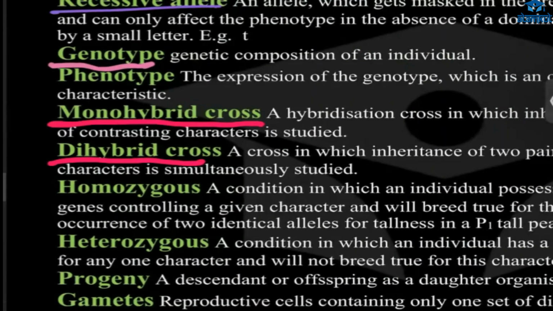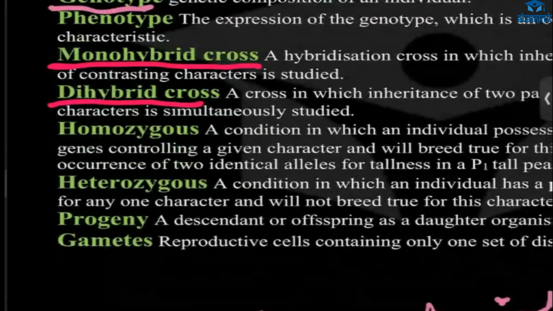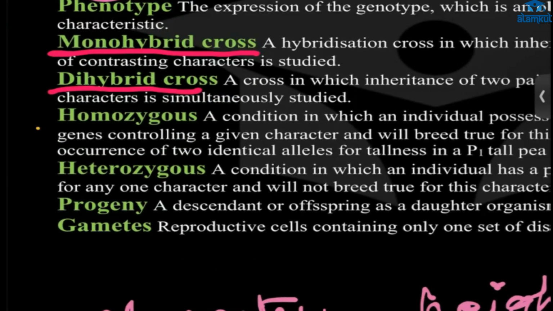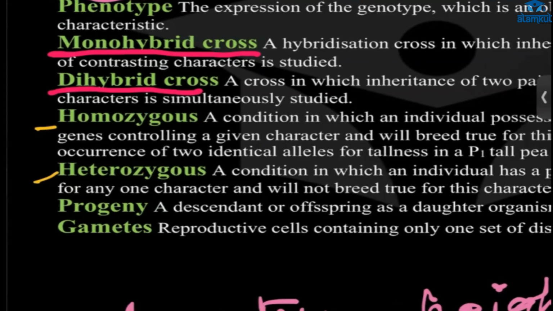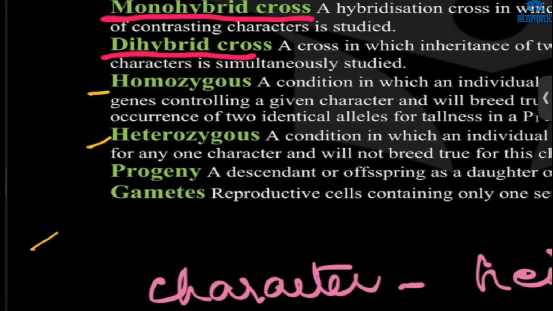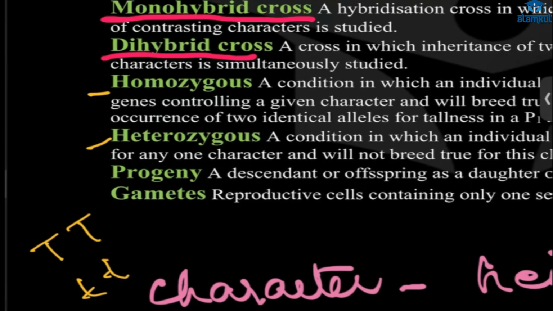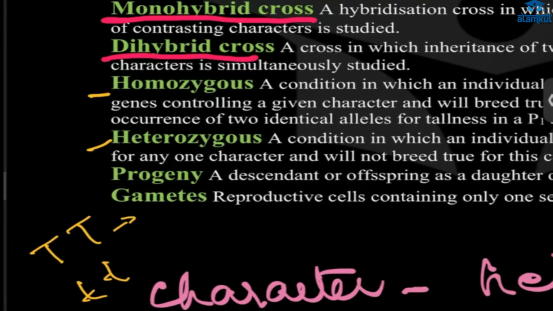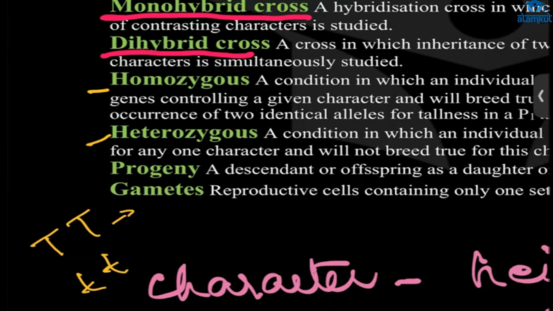So here we had this one. Next, before we do the dihybrid cross, which is a big one, we will learn about the homozygous and heterozygous condition. What is homozygous? Homozygous condition is having the same alleles. Both dominant alleles must be present, and if it is recessive, both recessive alleles must be present. That condition is called homozygous.